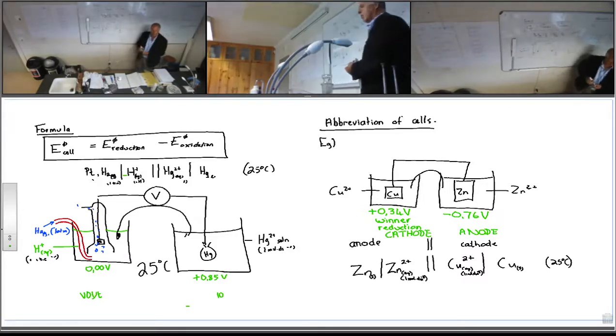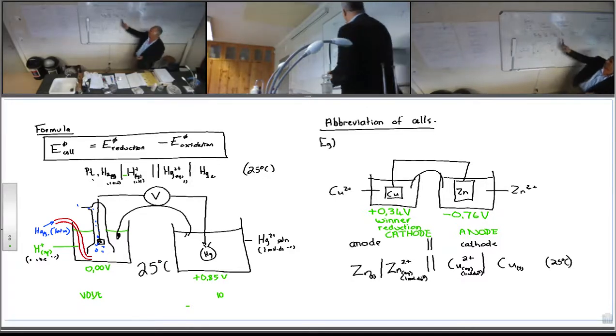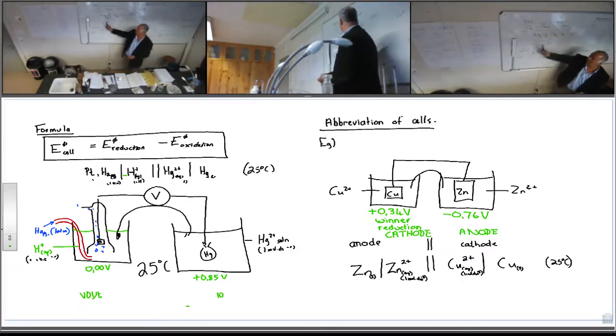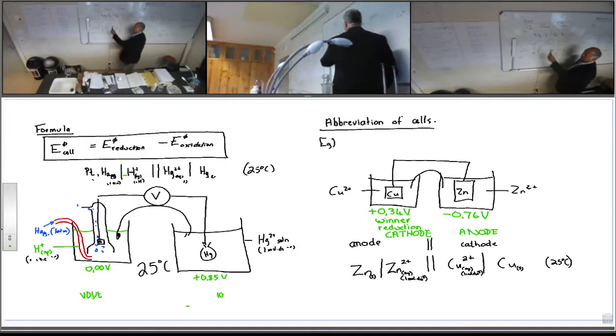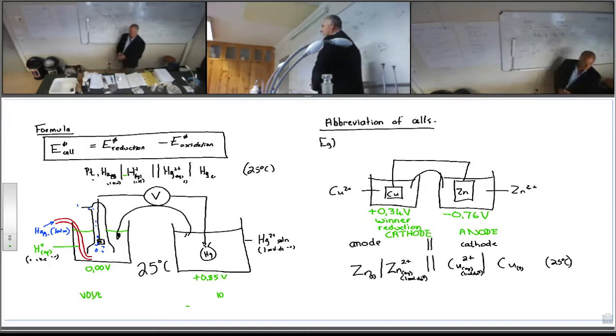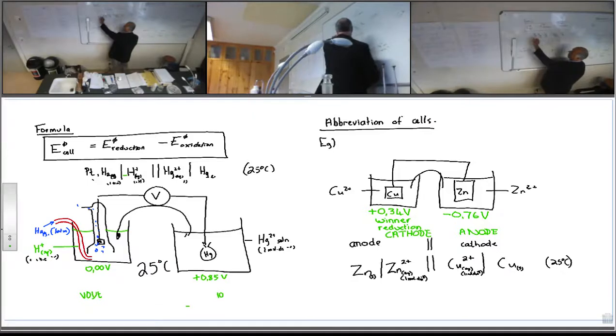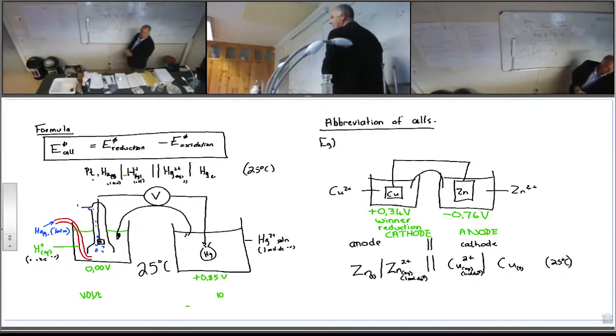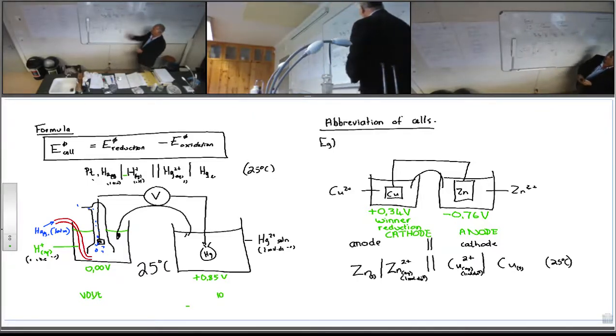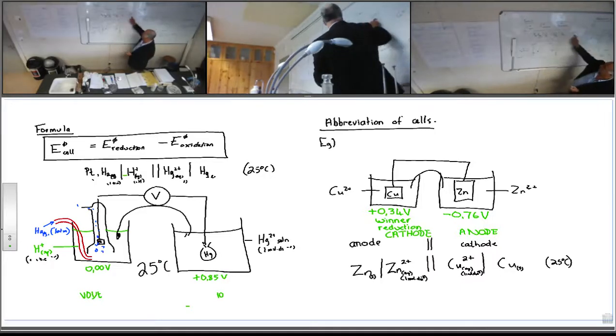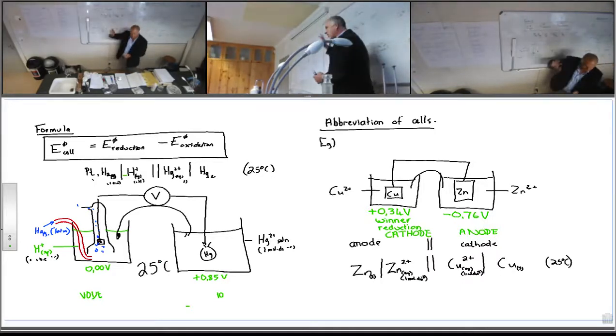Let's just check if we've met standard conditions. Is it at 25 degrees centigrade? Yes. Are solutions at 1 mole per decimeter cube? Yes. Any gases, are they at 1 atmospheric pressure? Yes. Did I write the anode on the left and the cathode on the right? Yes. Okay. All these other little bits and pieces, especially that and the concentrations, not critical.